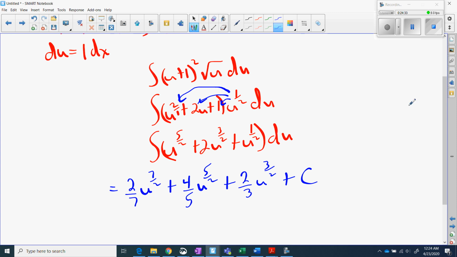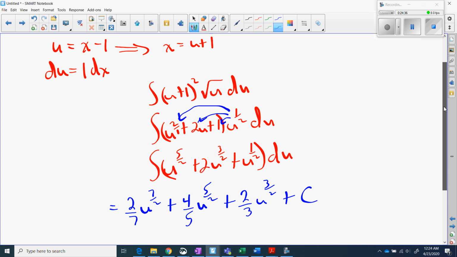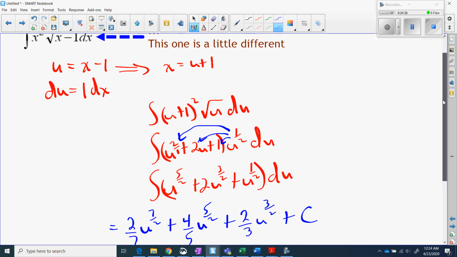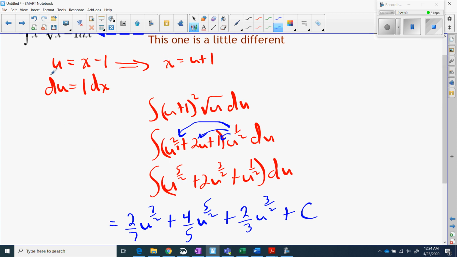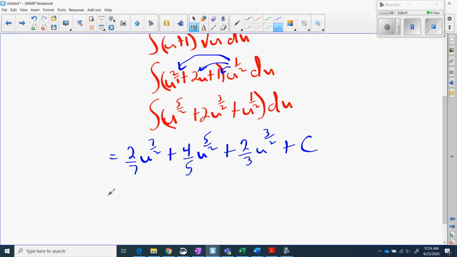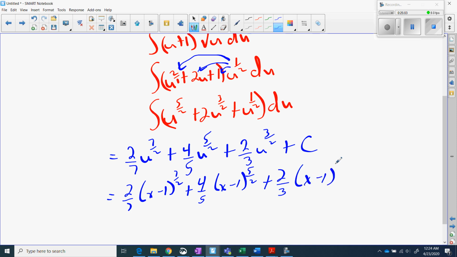And then, last but not least, switch back so you have x's in your answer. Everywhere you see a u, you're going to replace it with, if you look up here, u is equal to x minus 1. I just go down here and I rewrite this as 2 sevenths x minus 1 to the 7 halves plus 4 fifths x minus 1 to the 5 halves plus 2/3 x minus 1 to the 5 halves plus c.